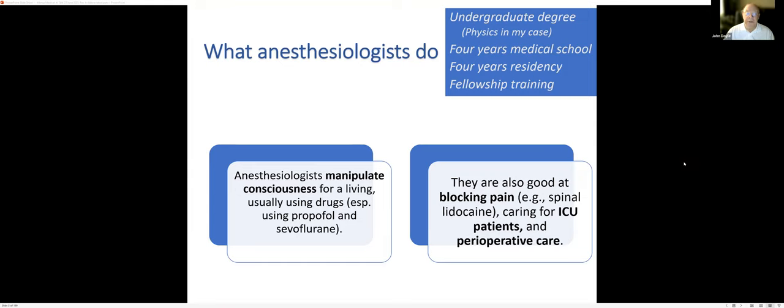What do anesthesiologists do? They manipulate consciousness for a living, usually using drugs, especially propofol and sevoflurane. Also good at blocking pain, like spinal anesthesia using lidocaine. Also caring for ICU patients and perioperative care of the patient in the surgical period. My undergraduate degree was in physics. I did 4 years of medical school, 4 years of residency, and then fellowship training. That's the usual arrangement for people who become an anesthesiologist.